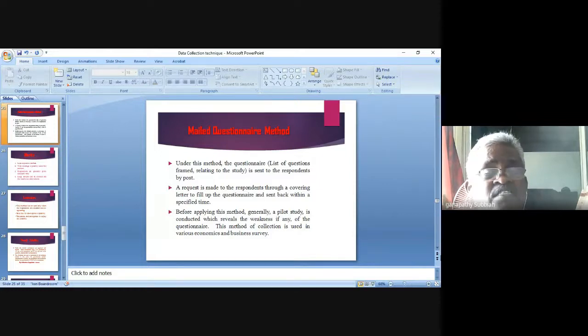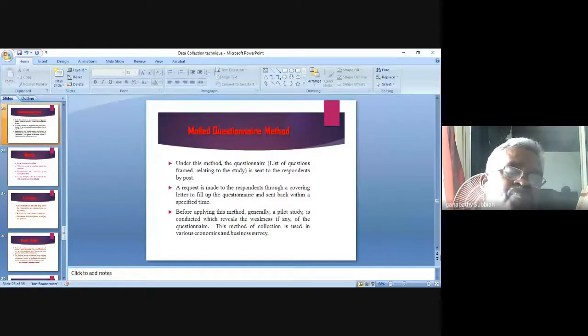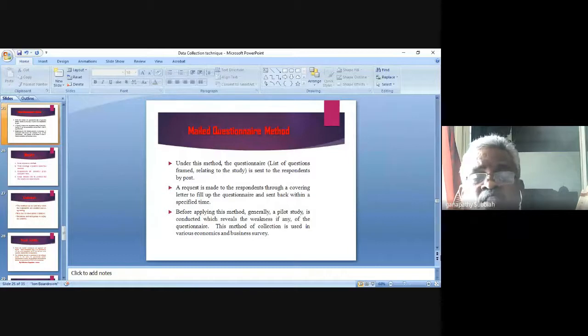The structure and list of questions is sent by the researcher through the post. A request is made to the respondent through a covering letter, to fill up the questionnaire and send it back within the specified time. That is a mailed questionnaire. Before applying this method, a pilot study is conducted which reveals the weakness of the questionnaire, if any.